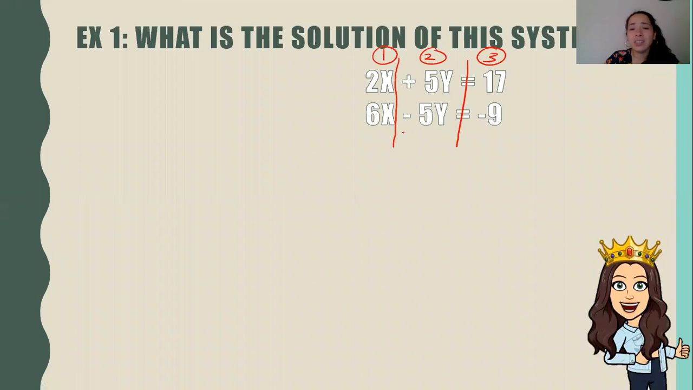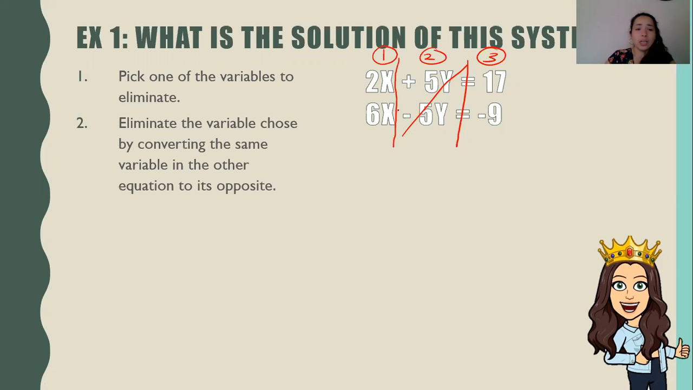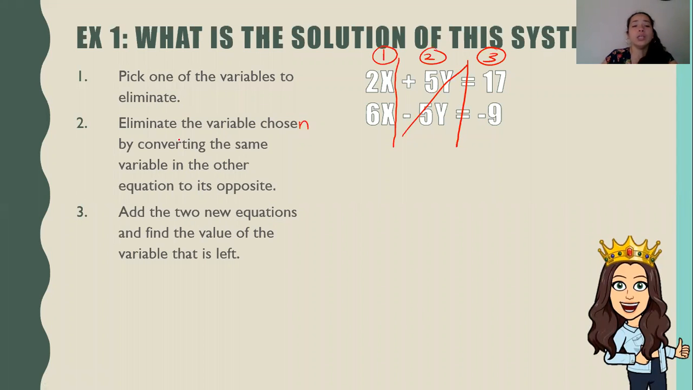You would know that this cancels out. But the first step in solving a system is that you pick one of the variables to eliminate. And we picked a variable. It was y. We picked y to eliminate because that would be easiest for us. So we eliminate the variable chosen by converting the same variable in the other equation to its opposite. But it's already its opposite, so we don't need to do anything there. So now we add the two new equations and find the value of the variable that is left. So we're going to add the two equations.